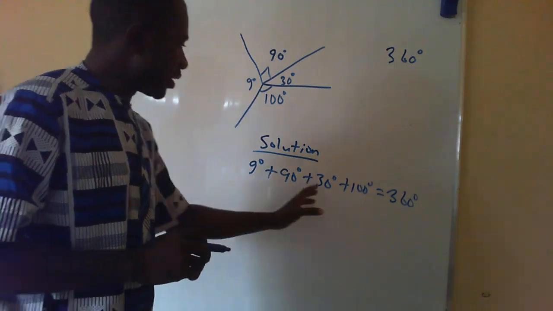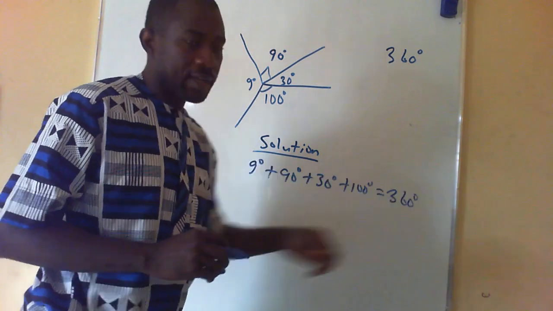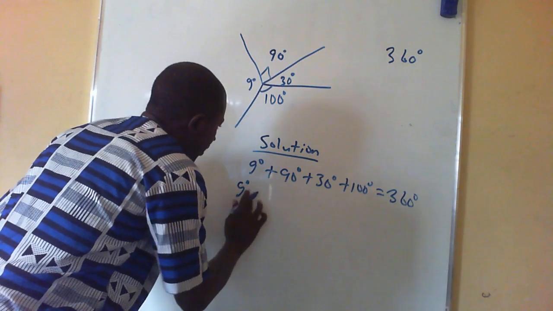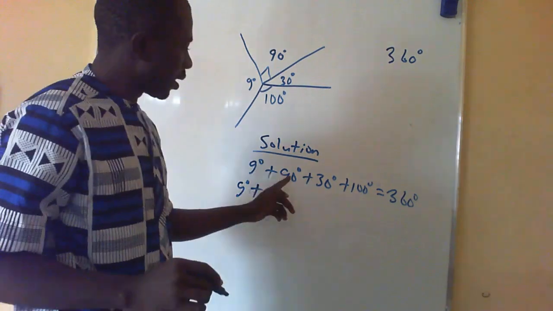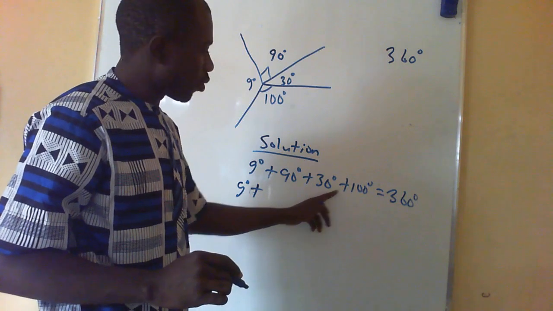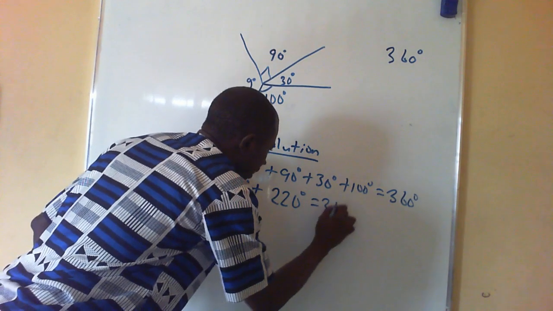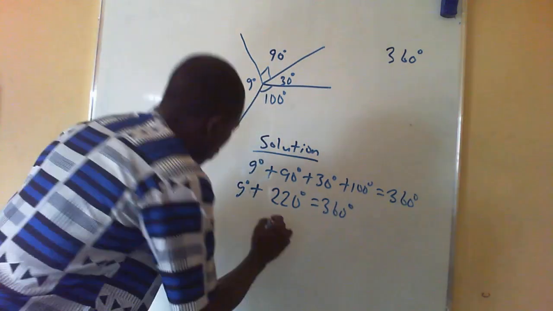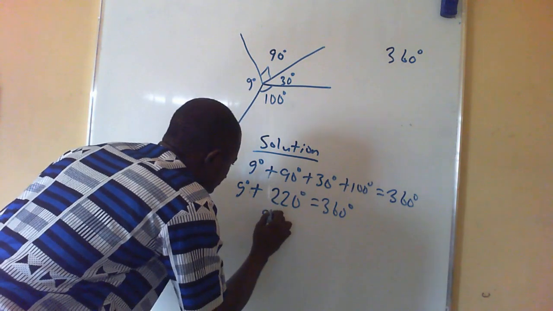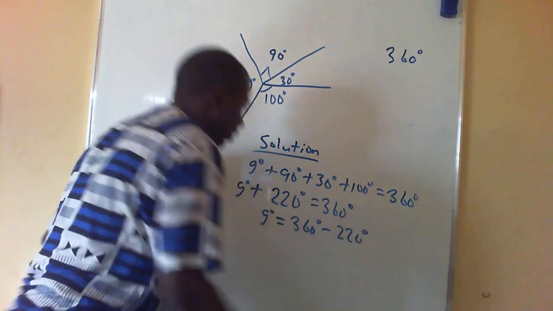So we go add everything up. We want to transfer the number that we get here to the other side. So we go say G degree plus 90 plus 30 now 120, plus 100, you get 220 degree equals to what? 360 degree. So we're going to carry this plus 220 degree to the other side. So to be G degree equals to 360 degree minus 220 degree.